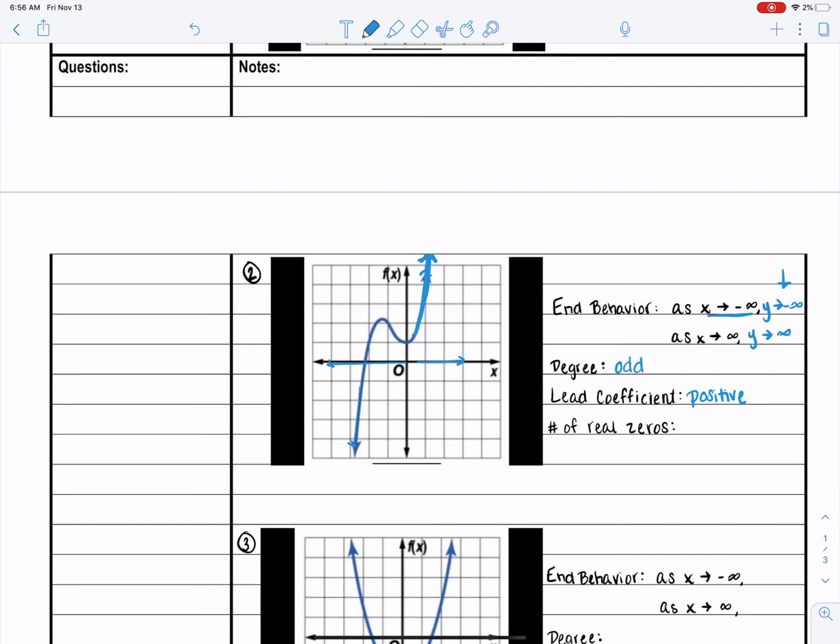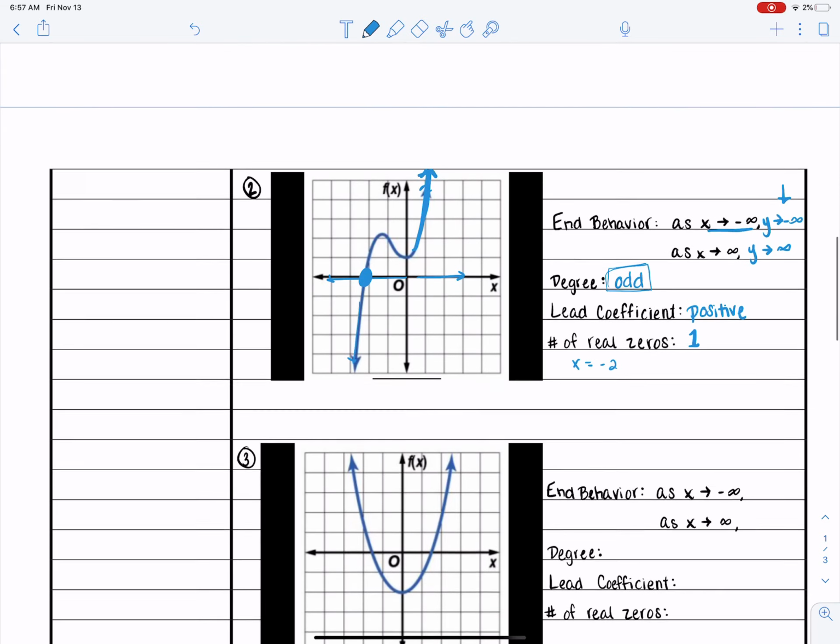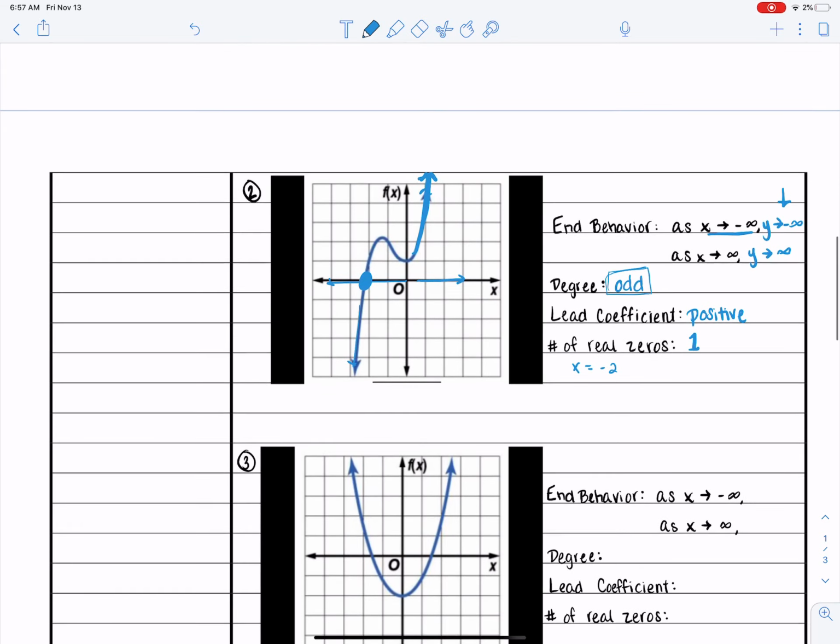How many real zeros does this graph have? This graph is an odd degree, so it should have an odd number of real zeros. And if I look, it only touches the x-axis one time. So there's only one real zero, okay? And that real zero is where x is close to -2. It's not really exactly on -2, but it's close to -2, okay? And remember, we found the zeros by factoring things and then solving for 0. So just think of that like a back and forth relationship.